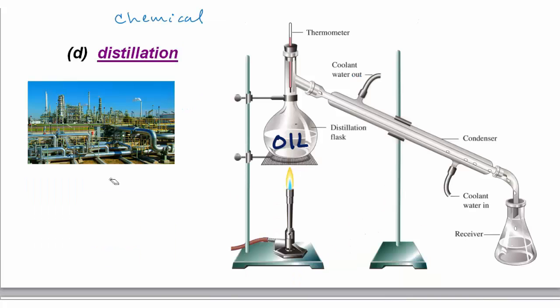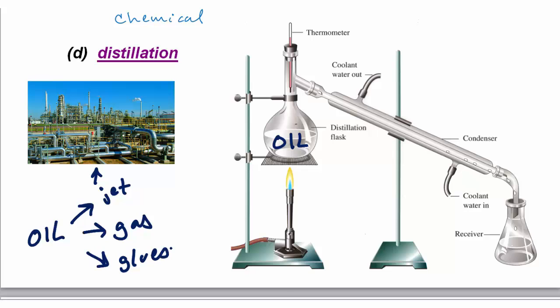Is distillation a chemical or a physical process? These refineries, like in this picture, they take oil and they get all this really expensive stuff out of it. They get jet fuels, they get gasoline, they get glues and all these other types of material, all out of oil and a lot of things. So the point is how do they do it?